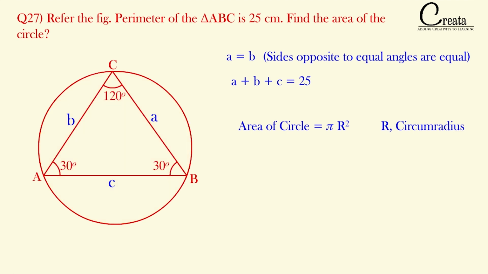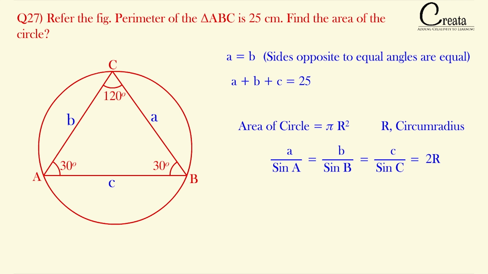Moving further, we know the relation between the sides of the triangle and the circumradius as a upon sin A is equal to b upon sin B is equal to c upon sin C is equal to 2R. Here capital R is the circumradius. We have to calculate this capital R to find the area of the circle. If we are able to find any one side of this triangle, we can use any of these relations to find the circumradius.